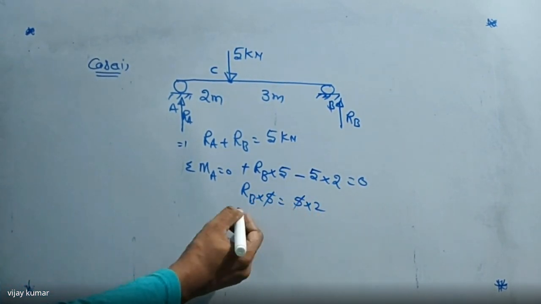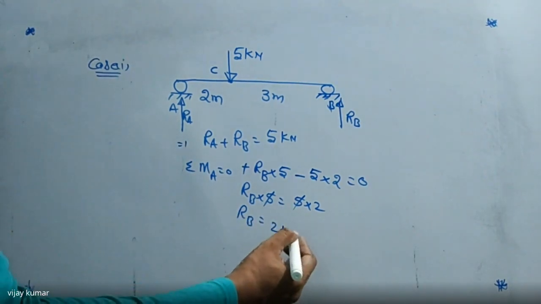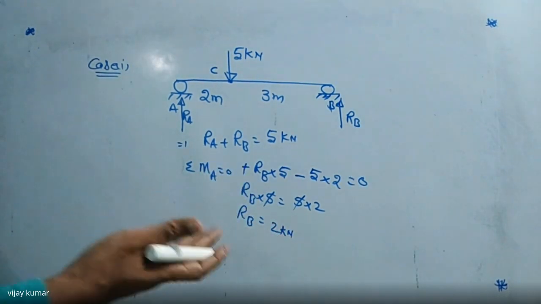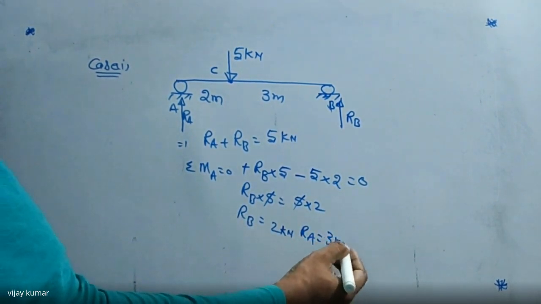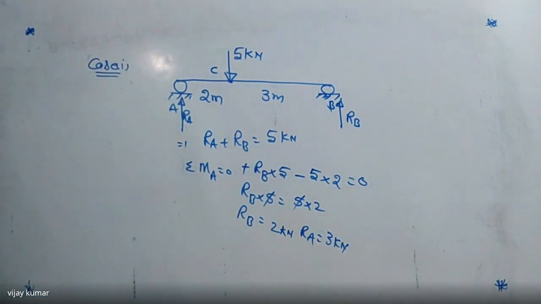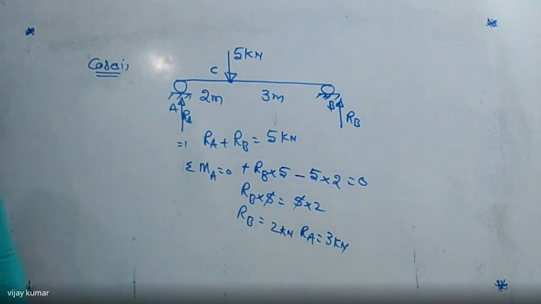Both are cancelled. Then we are getting RB is equal to how much? 2. Did you get my point or not? That is 2 kilonewtons, the RB value. And what is the RA value? RA value automatically is 3. So I am writing here RA is equal to 3 kilonewtons. So this is the way of calculation of RA and RB. We can calculate it within a few seconds when any simply supported beam is given.